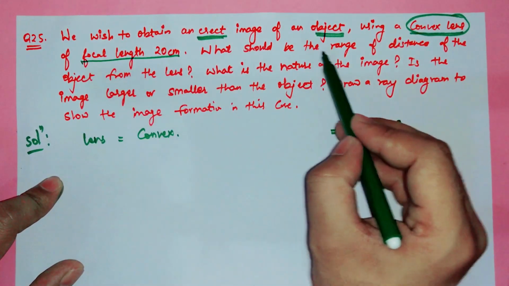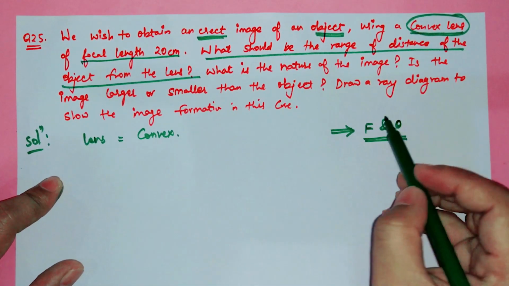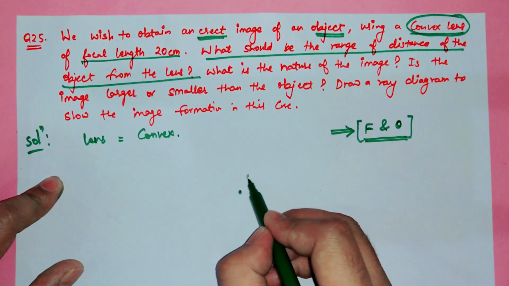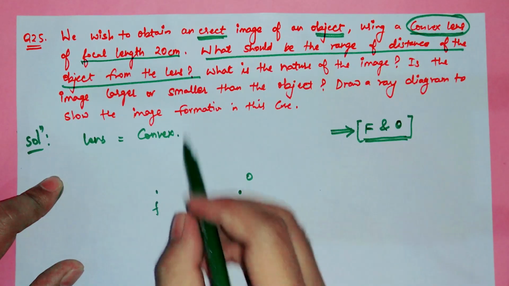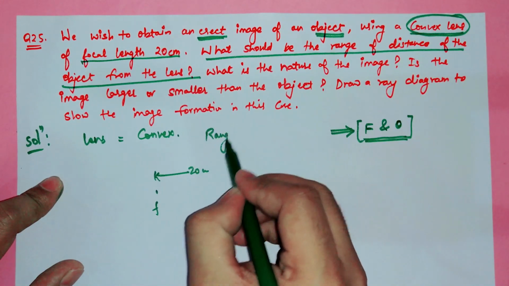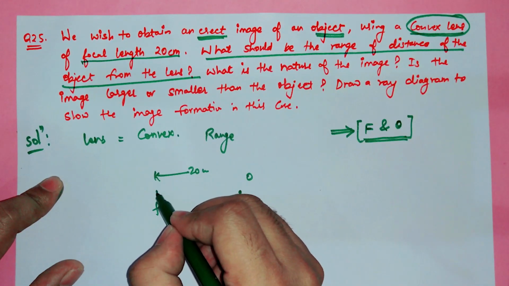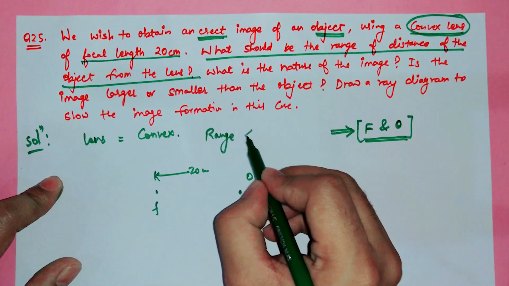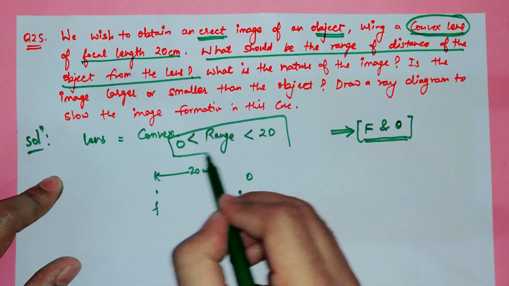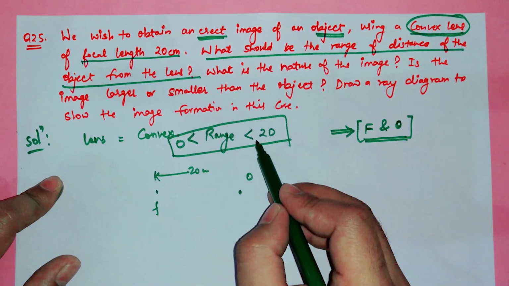So what is the range of the distance of the object from the lens? Where should we place the object? It should be placed between F and O. So where is the O? O means 0 distance, 0. And where is F? F means 20 centimeter. So the range should be less than 20, because we cannot place our object at focus, but greater than 0. This should be our range.